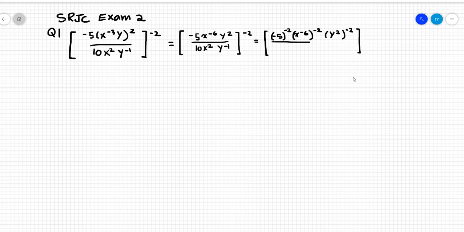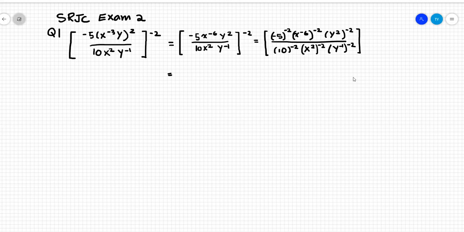And we do the same thing at the bottom here. So you got 10 to the minus 2. x squared to the minus 2. And then y to the minus 1 to the negative 2. All right. So we're just going to remove the parentheses, and we just set aside the constant term over here.